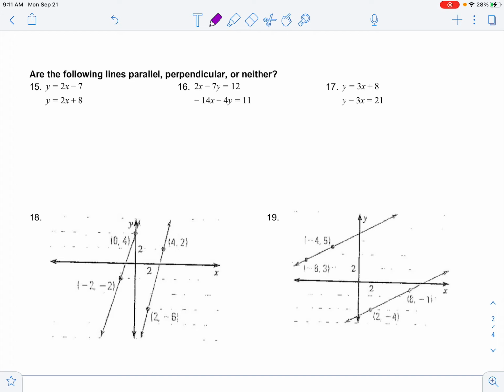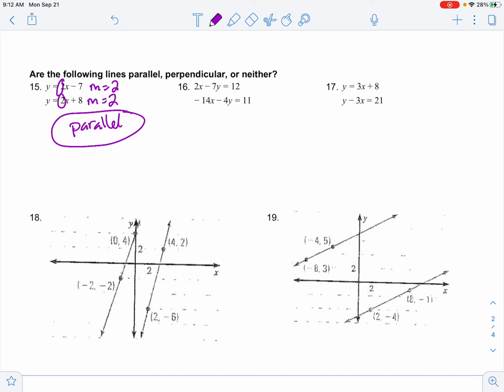So if I look at number 15, y is alone on the first equation and the second equation. So on the first equation, my slope is 2. That's the guy in front of the x. On my second equation, my slope is 2. That's the guy in front of the x. Since they are exactly the same, what kind of slope would these two lines have? Parallel. Okay, let's try the next one.